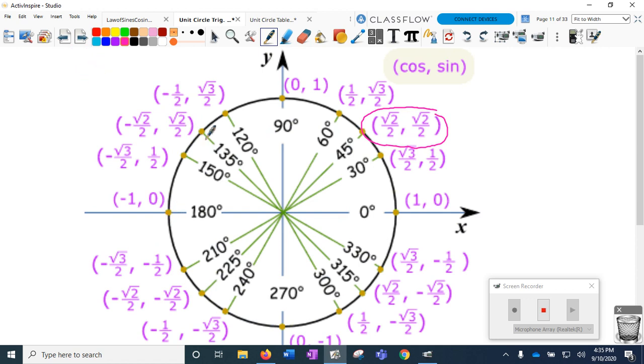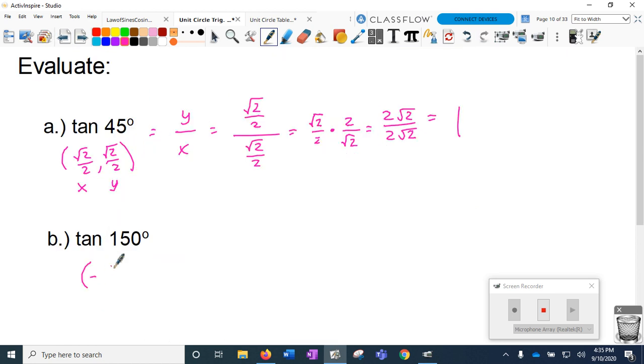So let's go look at 150, because that's what we're taking the tangent of. Here's 150. There's the coordinate. Let's write that down. Negative square root of 3 over 2, comma, 1/2. Okay. Tangent is y over x, opposite over adjacent. The y over the x. So I'm going to take the y value, which is 1/2, over the x value, which is negative square root of 3 over 2.